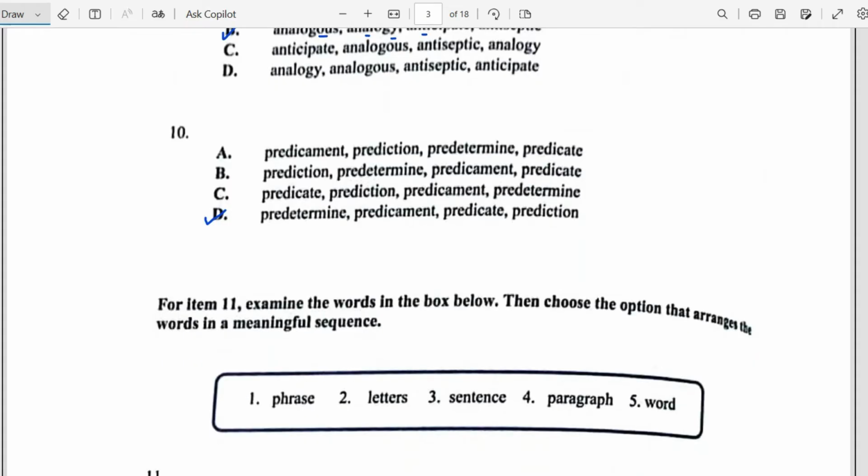For item 11, examine the words in the box below, then choose the option that arranges the words in a meaningful sequence. The words in the box are letters, phrase, sentence, paragraph, word. Let's look at them. So we'd have word first.